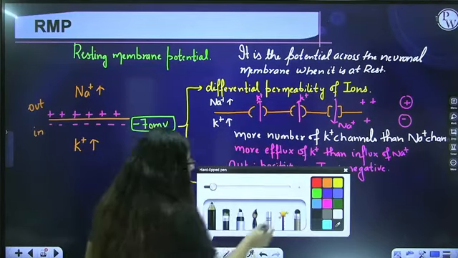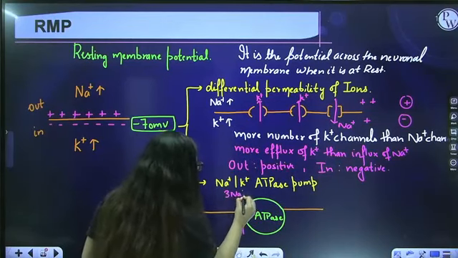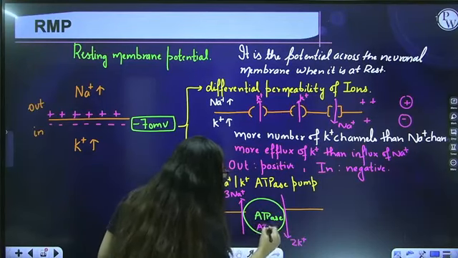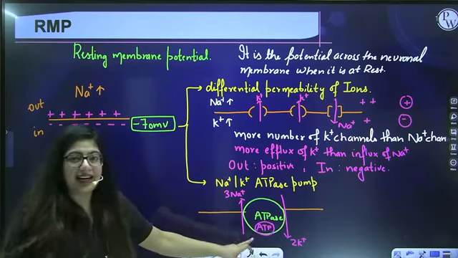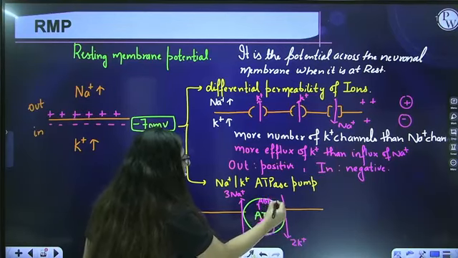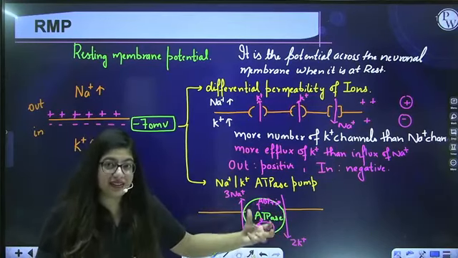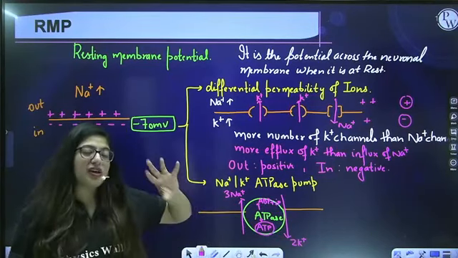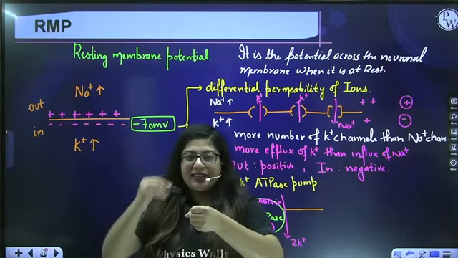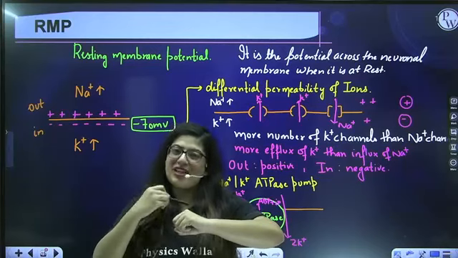Now, what will it do? It will pump three sodium ions outside and two potassium ions inside by using one ATP molecule. This ATP, with the help of this enzyme, will be converted into ADP and IP. And you all know ATP is the energy currency. When IP is lost, it will give energy and it will lead to the functioning of the pump. And what will the pump do? For example, if this is a pump, this is outside, this is inside.